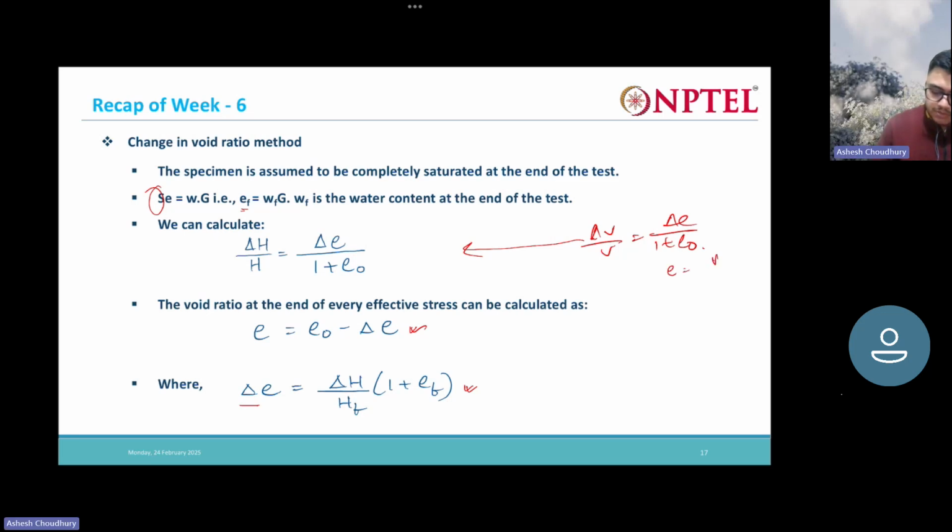E is what? Volume of voids by volume of solids. Right. So from there, only this thing is derived. Okay. So you get this delta E. The delta E here, the delta is nothing but this. Okay.